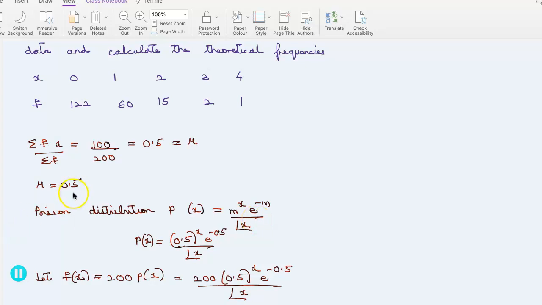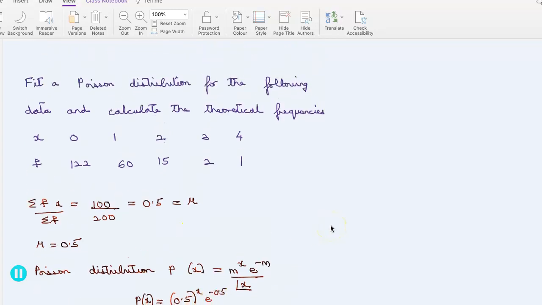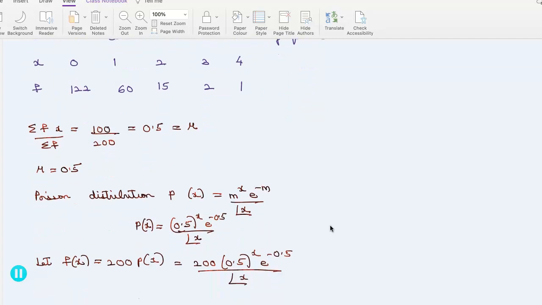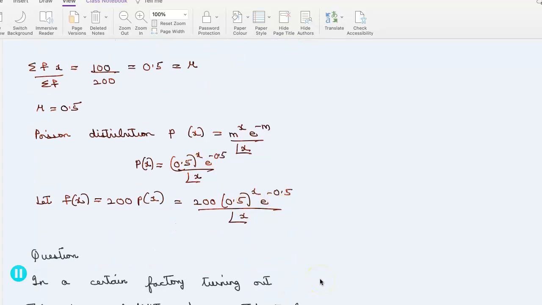But here m is 0.5, so it becomes 0.5 raised to x e raised to minus 0.5 by x factorial. And if you have to put f, so f of x will be 200 because summation f is 200. So f of x will be 200 px. That is 200 into 0.5 raised to x e raised to minus 0.5 by x factorial.